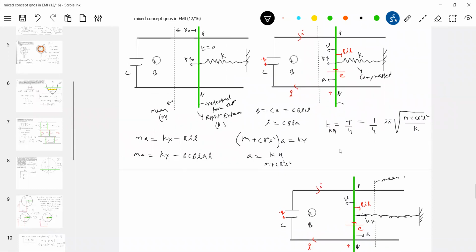You have to really understand these two diagrams. There's a mean position, and somewhere here will be the left extreme. Now write the equation for motion here. Ma is equal to kx plus BIL, no?